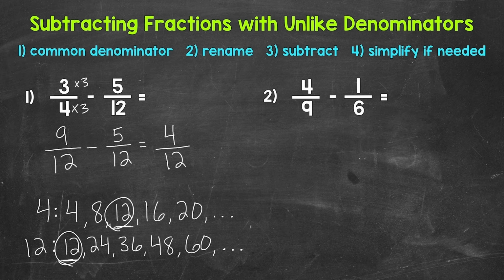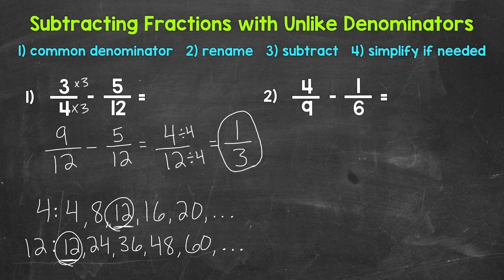And that's our answer. But 4/12 can be simplified. We have common factors other than 1 that we can divide both 4 and 12 by. The greatest common factor is 4. So let's divide both 4 and 12 by 4 in order to simplify. 4 divided by 4 gives us 1, and 12 divided by 4 gives us 3. So we end up with 1/3. The only common factor between 1 and 3 is 1. So this is now simplified. Our final simplified answer, 1/3.